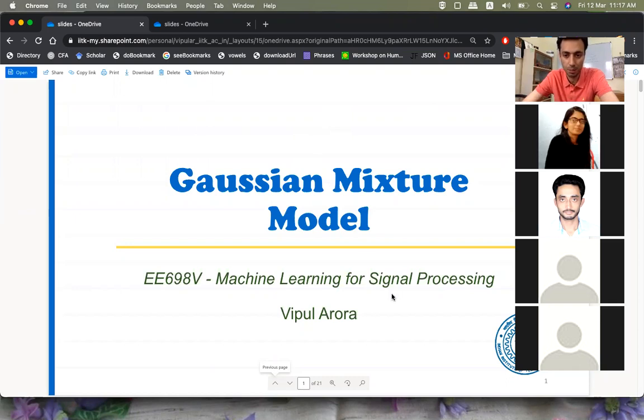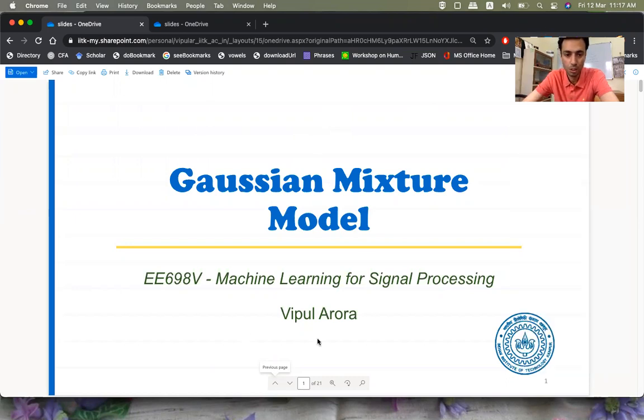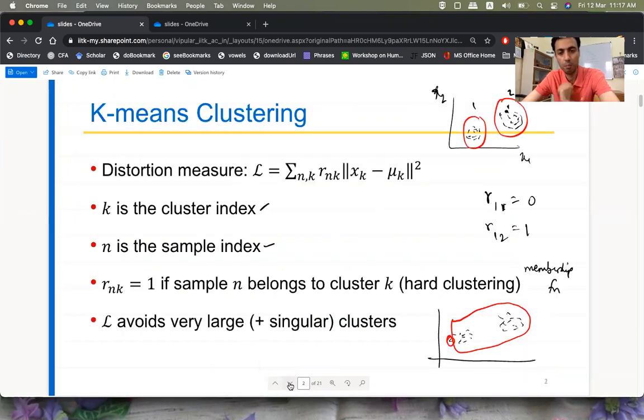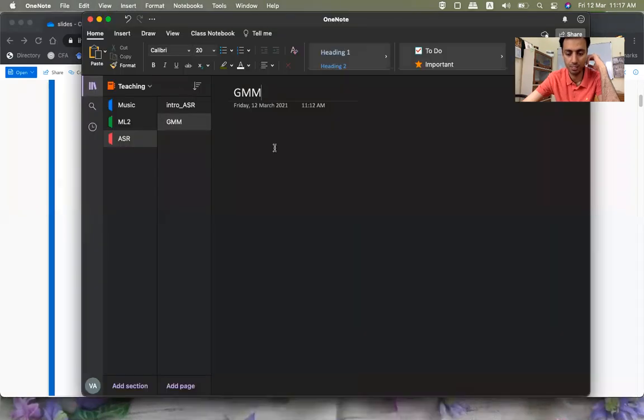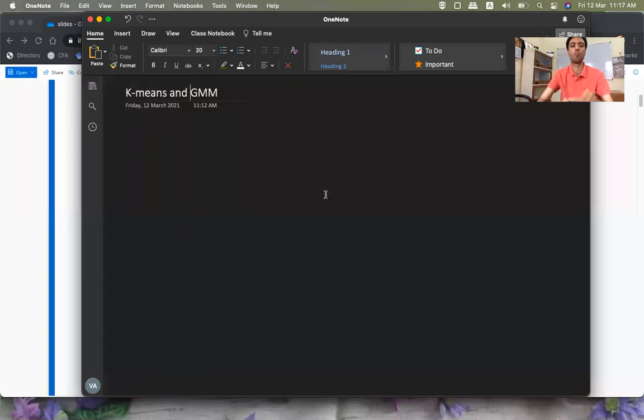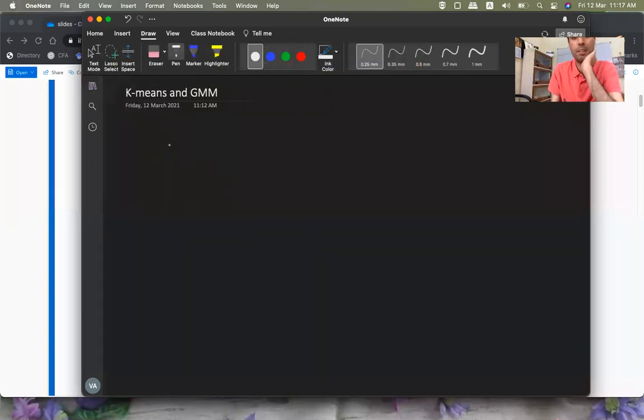So Gaussian mixture models. What are Gaussian mixture models? Let us start with another approach called K-means clustering. So what is K-means clustering? Let me start with an intuitive understanding. So let me call this K-means and GMM, today's class. Okay, so what is K-means clustering?